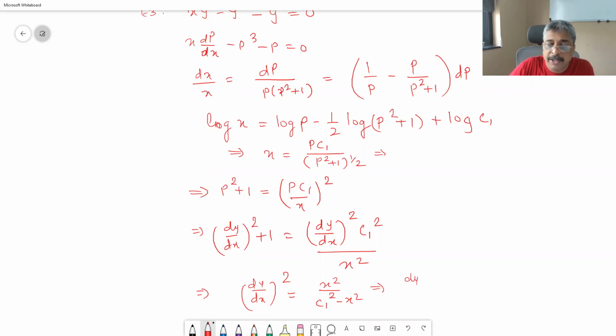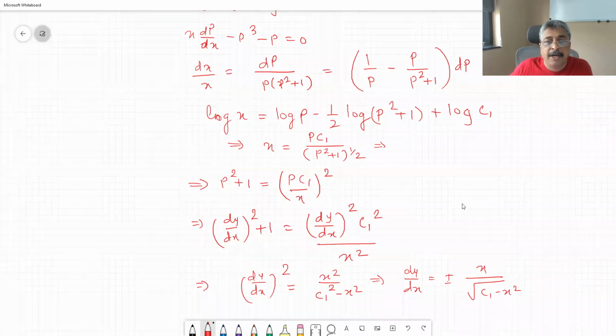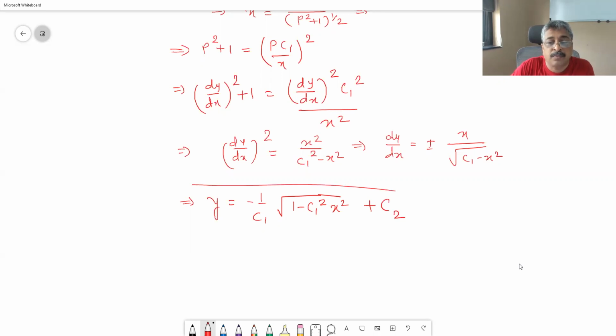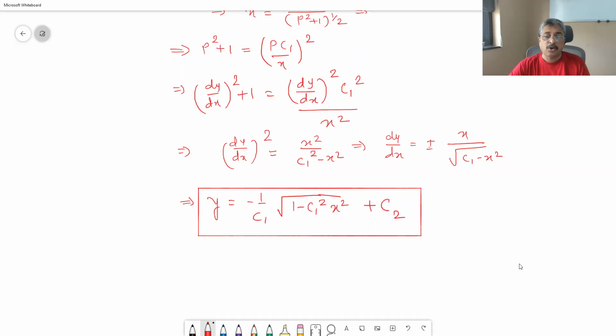dy by dx is equal to plus minus x upon radical (c1 square minus x square), and cross multiply and then integrate. You will end up getting one more integration constant, and therefore you get y is equal to minus 1 upon c1 radical (1 minus c1 square x square) plus c2. This is your answer, where c1 and c2 are two constants of integration.